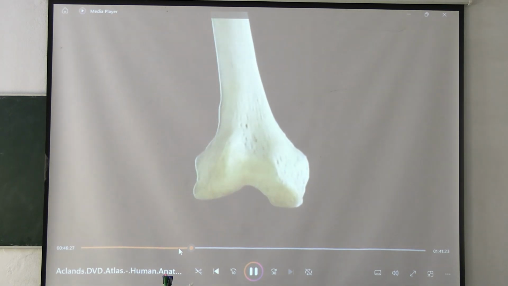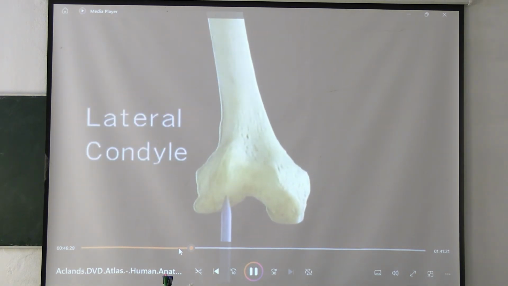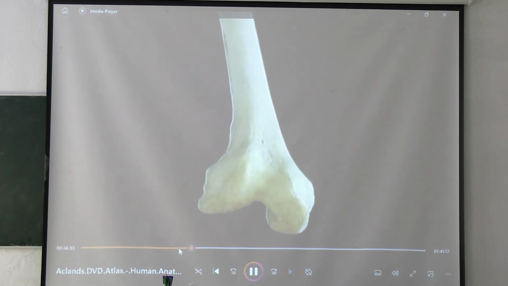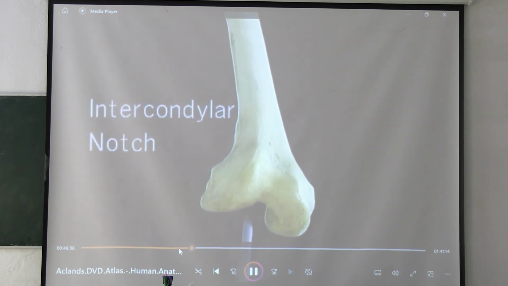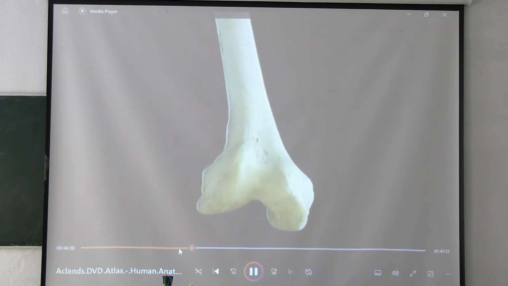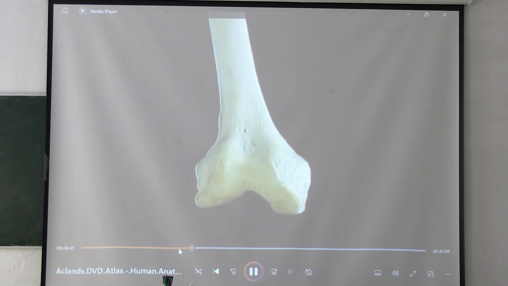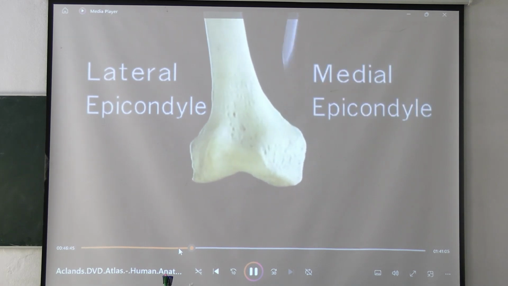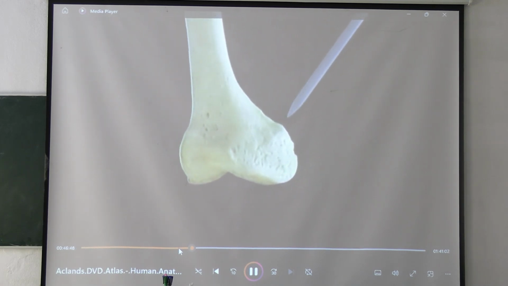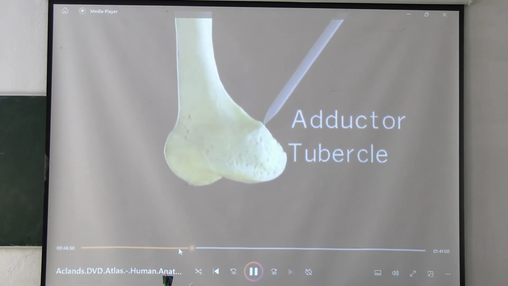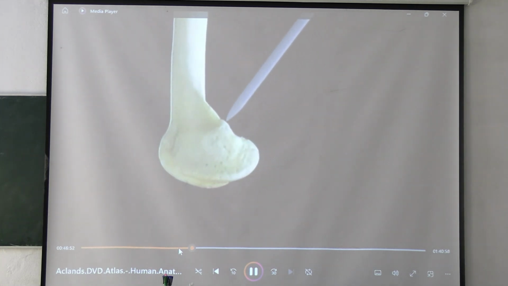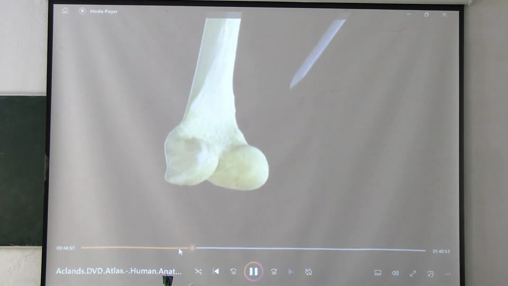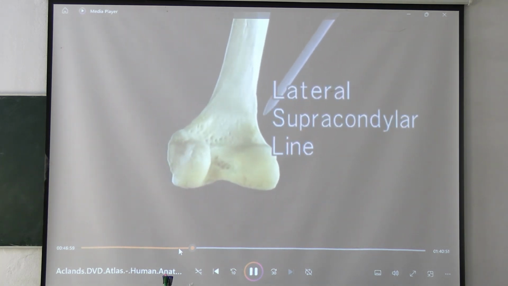The two smooth interior surfaces are the lateral condyle and the medial condyle. The deep notch which separates them is the intercondylar notch. Above the two condyles are the epicondyles, lateral and medial. The sharp corner of the medial is the adductor. This one is the medial supracondylar line. This one is the lateral supracondylar line.